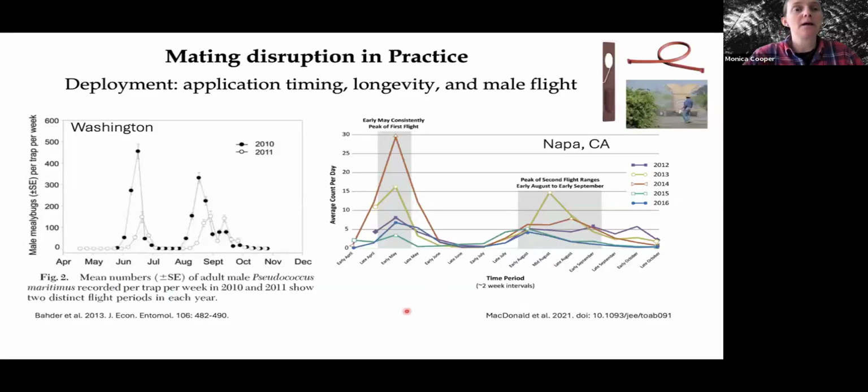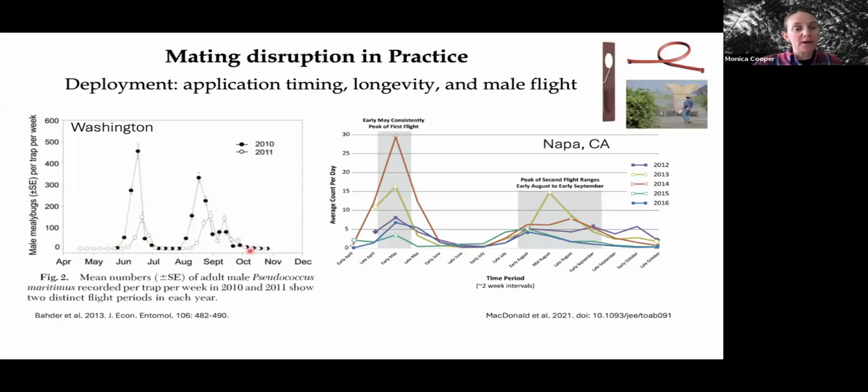So the timing of deployment of the mating disruption should coincide with the male flights. So as we talked about for grape mealybug in Washington, you would want to make sure that your dispensers are up by June, because that's when the males are going to start flying, and then you should have longevity of the dispensers through October.